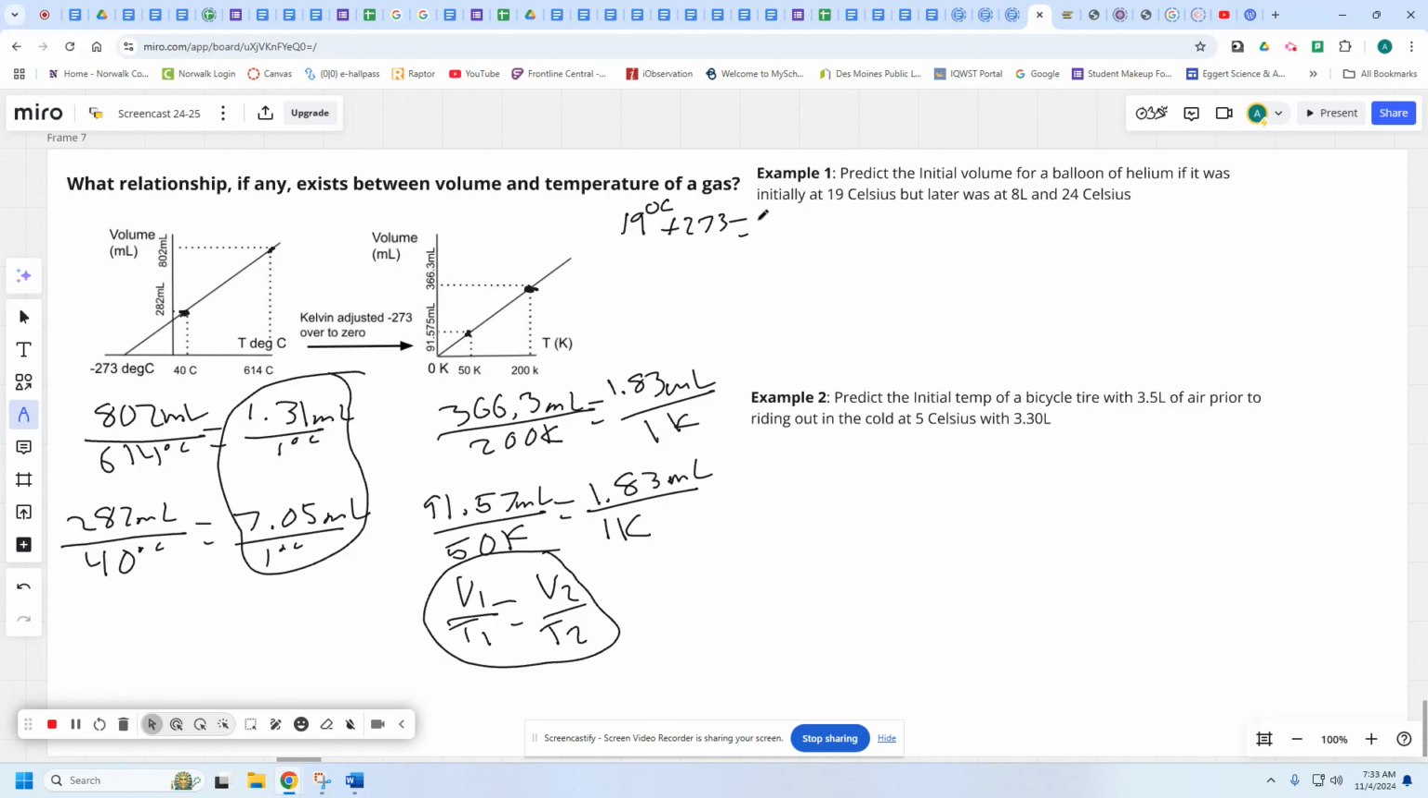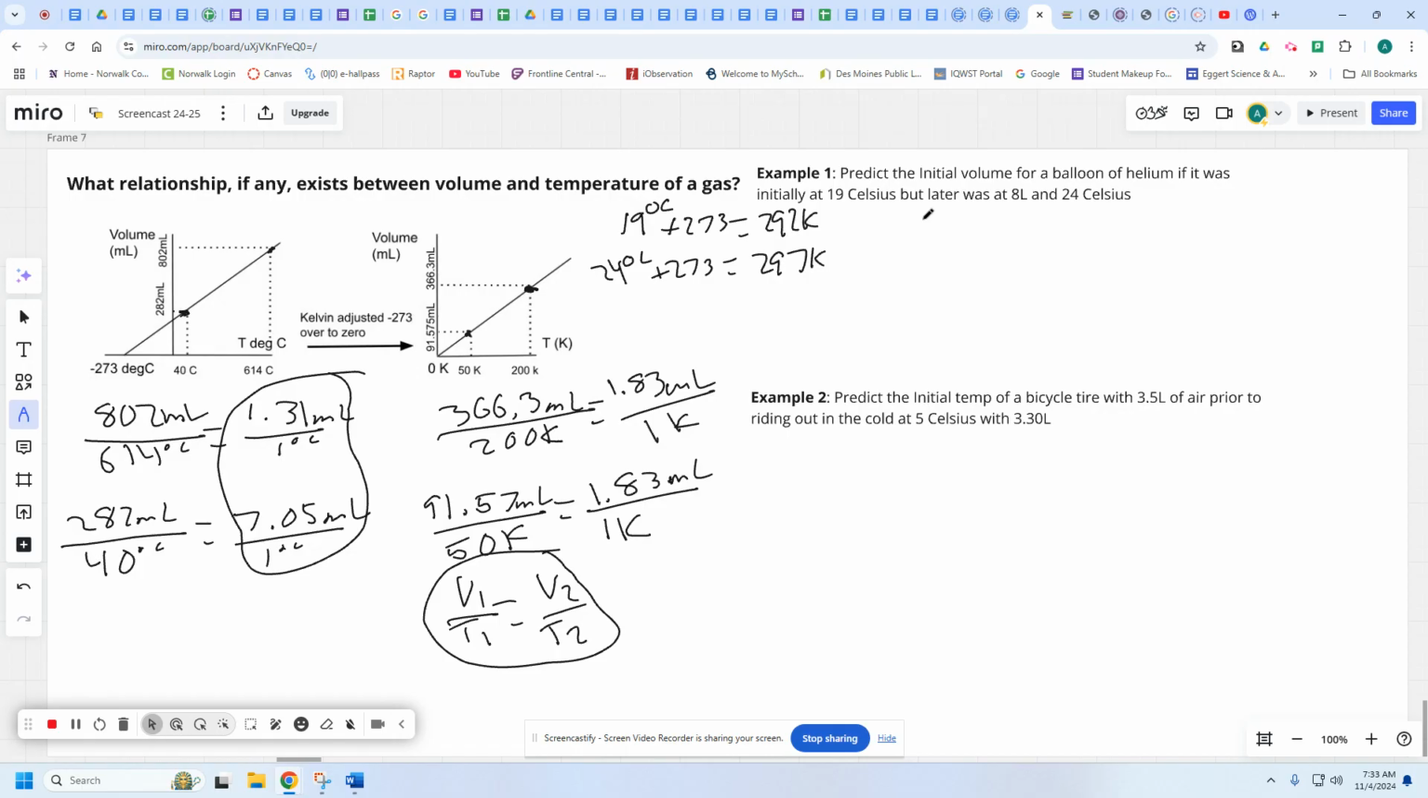19 degrees Celsius plus the 273 should come out to be 292 Kelvin. And then if I change the 24 degrees Celsius, that should come out to be about 297 Kelvin. Now I've got my temperatures changed to Kelvin. I can now plug them into the mathematical relationship we derived from the Kelvin graph and show all the algebra needed to isolate the variable.